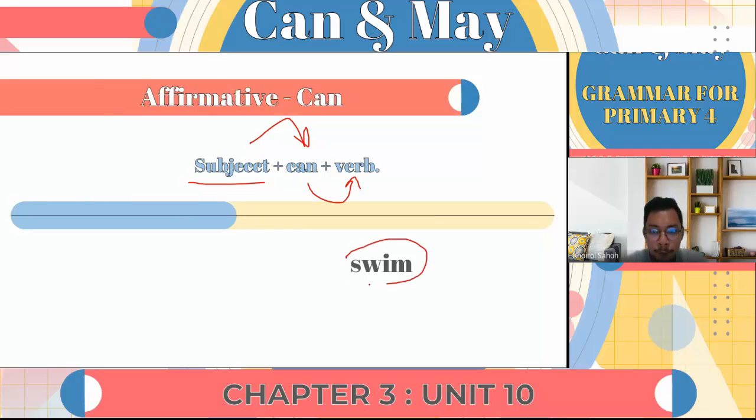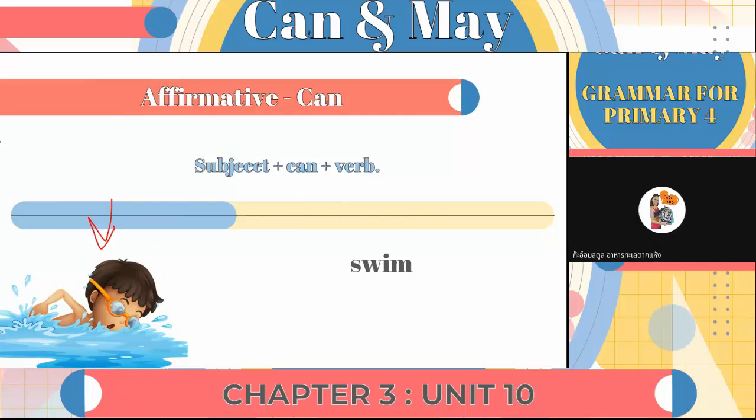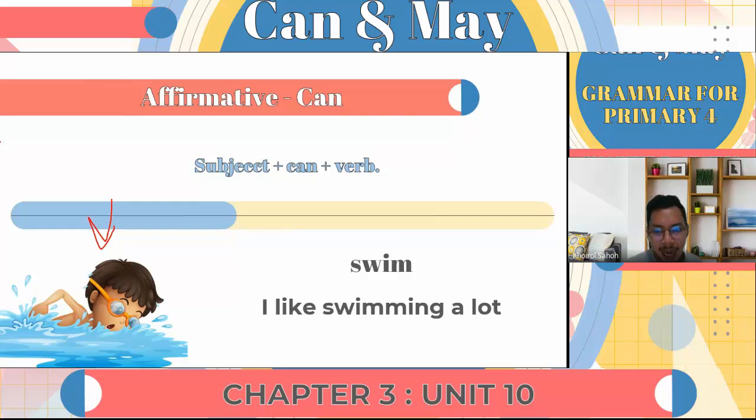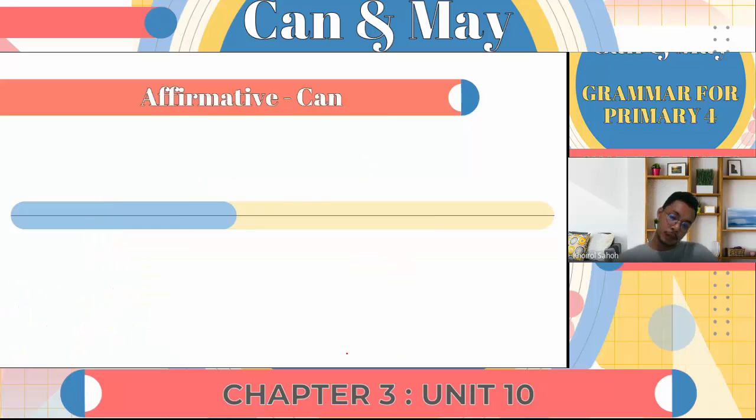For example, swim. If you want to talk about your ability in swimming, how can you say? I can swim. Very good. He can swim. I like swimming a lot. So I can swim, which means สามารถว่ายน้ำได้.